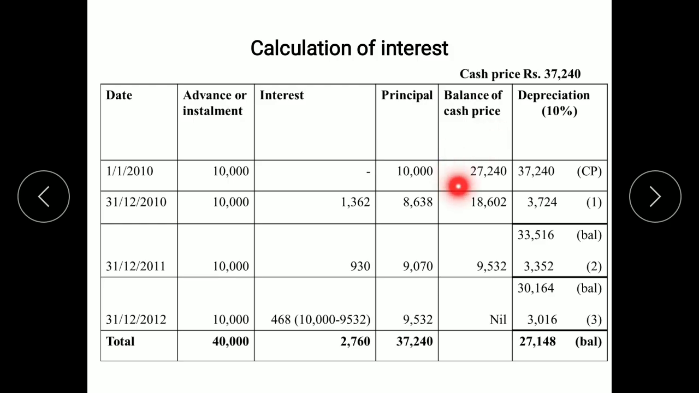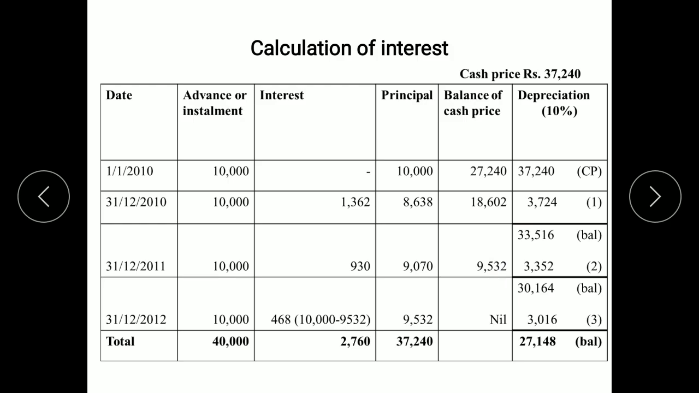Balance of cash price is 27,240. Then at the end of the first year, installment of 10,000 is paid, out of which we have to calculate the interest. Interest will be calculated on balance of cash price. So we get the interest at rupees 1,362. So installment minus interest, we get the principal amount. In the same way, we will calculate it for the remaining years also. The last year interest is calculated as a difference between installment amount and balance of cash price.